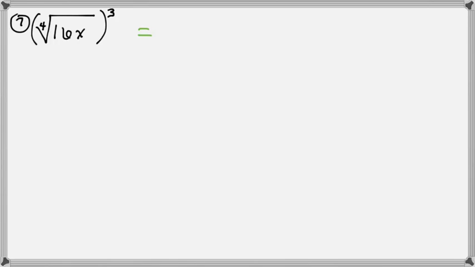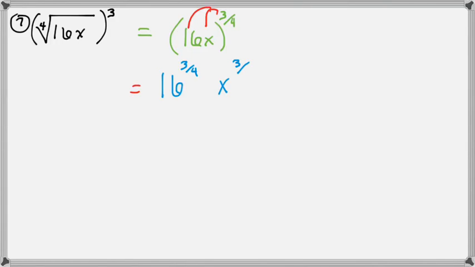Let's look at this next one. So let's use what we have. We're going to go ahead and convert this into a rational exponent, and we're going to use our properties of exponents. So we have 16x raised to the 3/4. From our properties of exponents, I know this distributes. So I have 16 to the 3/4, and I have x to the 3/4.